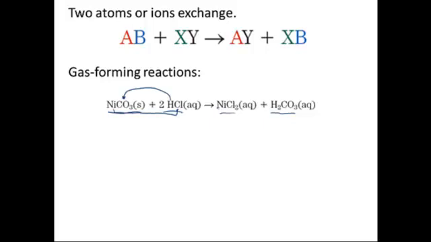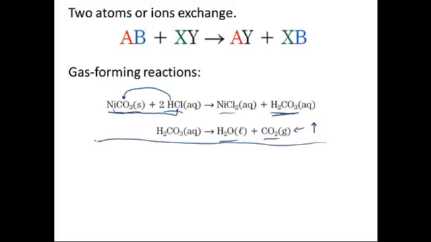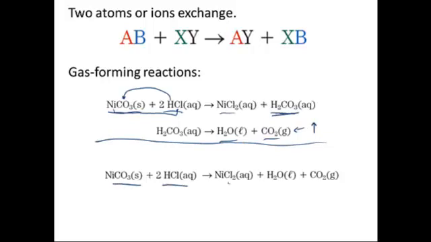What makes this a gas-forming reaction is that the carbonic acid that gets made is unstable and breaks up into water and carbon dioxide, and carbon dioxide is a gas. So it leaves, it degasses out of the solution. So if you actually add these two reactions together, the overall reaction is that the nickel carbonate reacts with HCl to make nickel chloride plus water and the carbon dioxide.